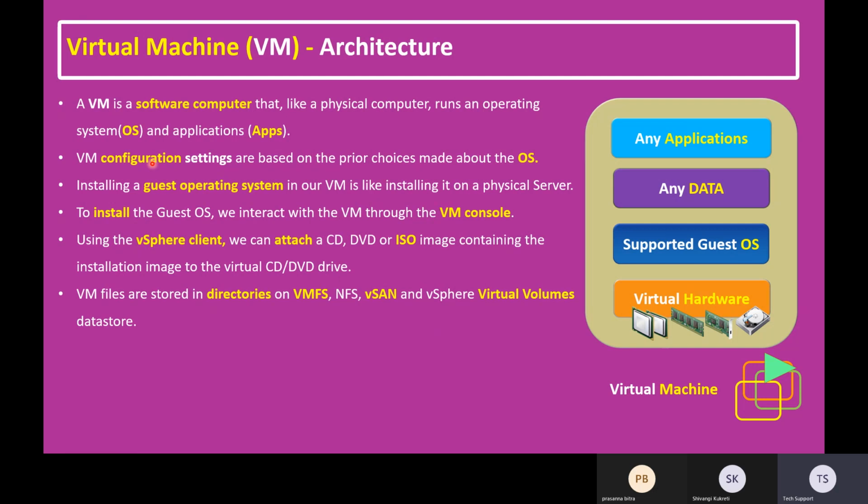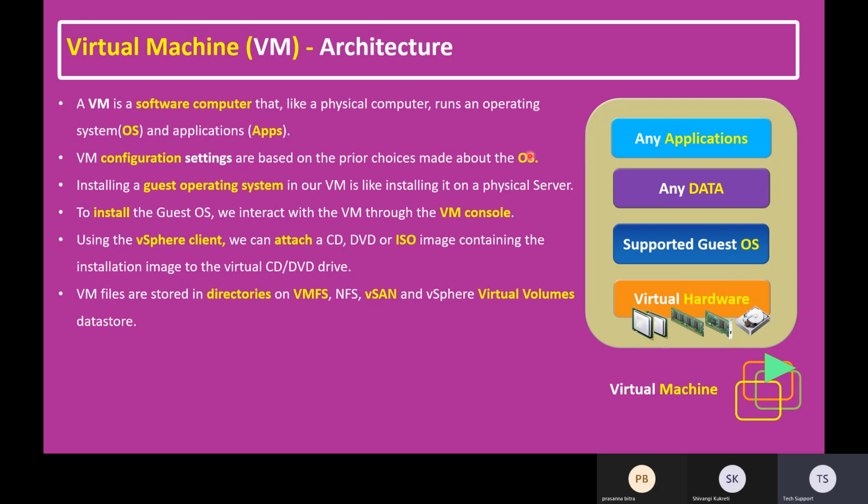Based on the operating system only we can choose, because if I'm trying to install a Windows 22 OS and you want to configure it with a 10 GB hard disk, it won't support. Minimally, to install the Windows 22 operating system, we require 11 or 12 GB, or the recommended is at least a 15 GB hard disk size, which will allow us to install. That is supported based on the prior choice made about the operating system.